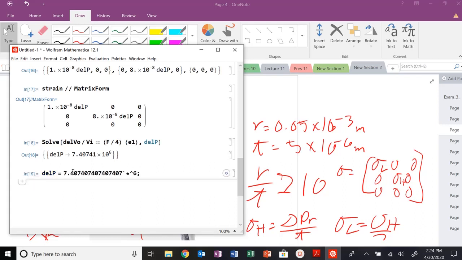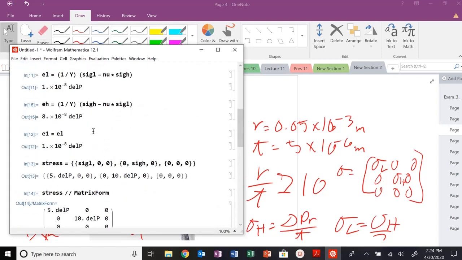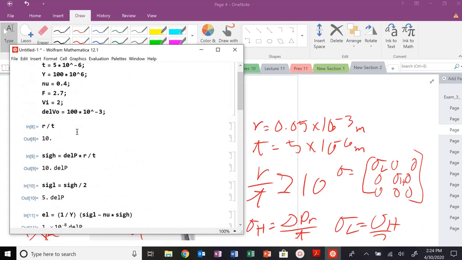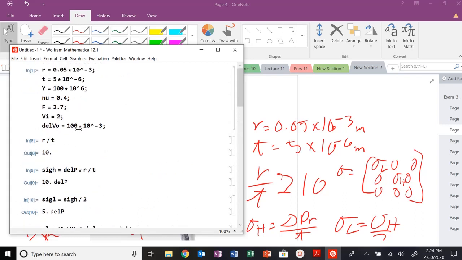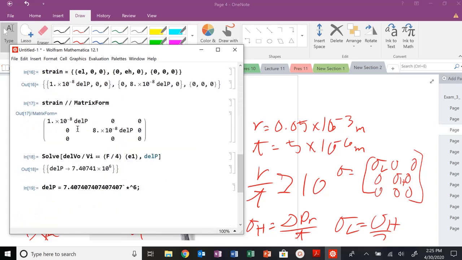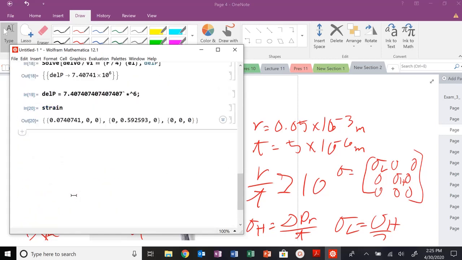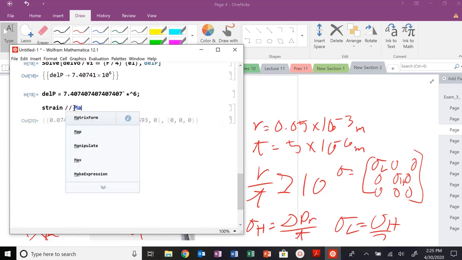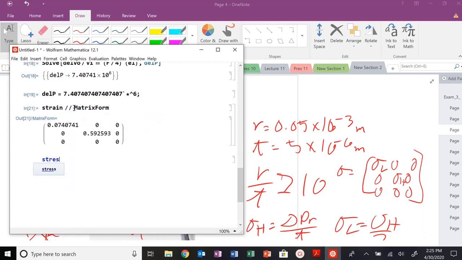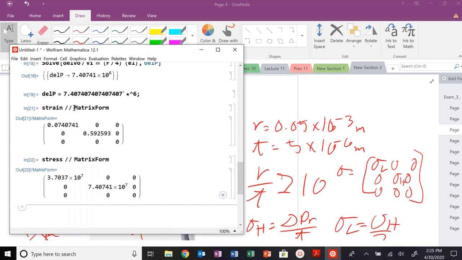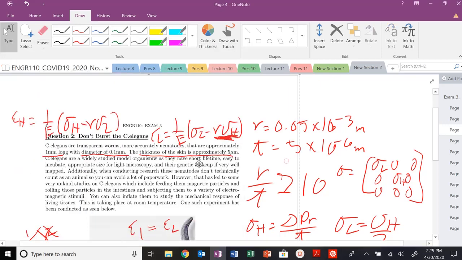Let's just make sure that E sub 1 is equal to E sub L. Yep, that's all we've got there. Make sure all our values are defined correctly. R over T, 100. Yep, we're looking good to go here. So now all we have to do is plug and chug for the rest. So what is our strain? It is going to be that. What is our stress? Right there. So that's our stress.